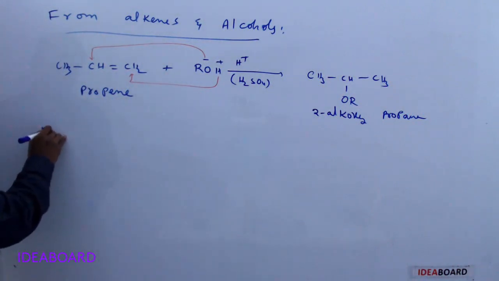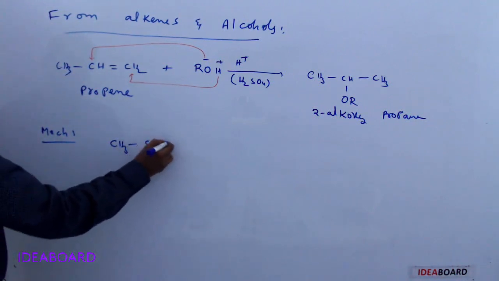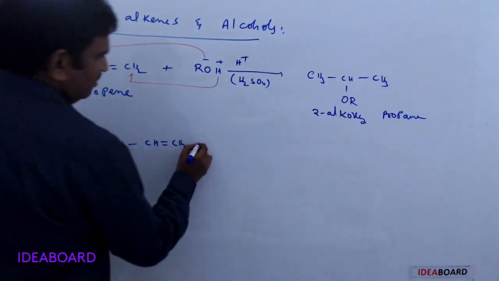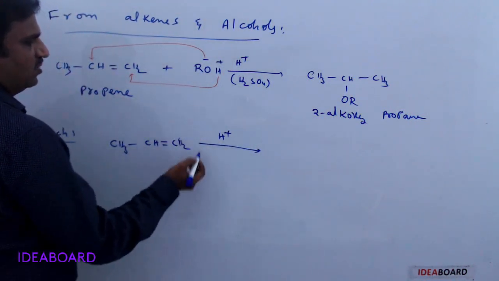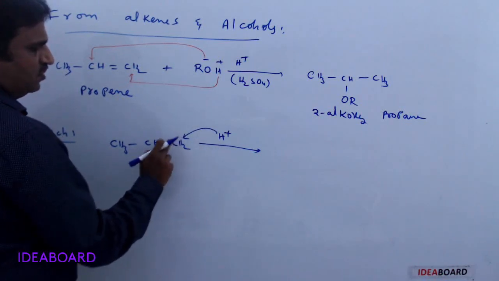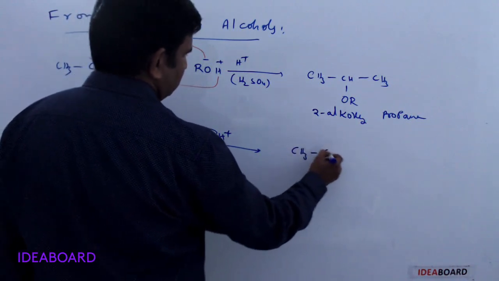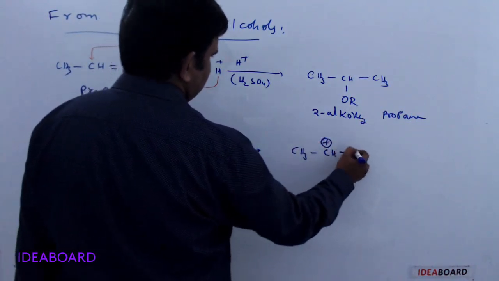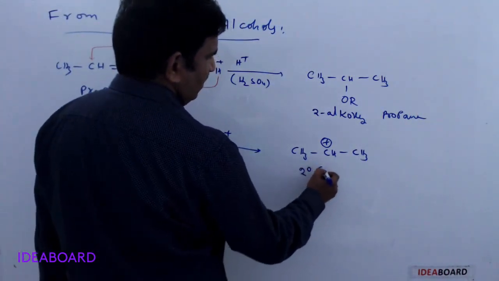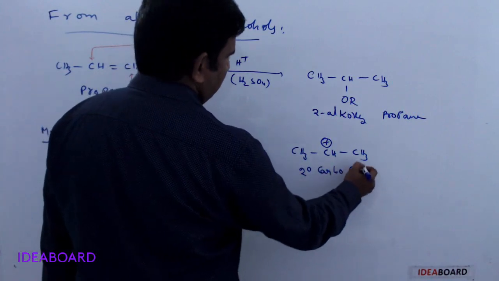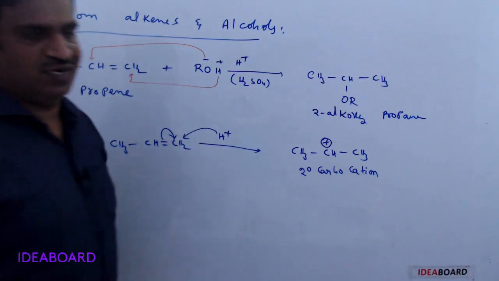And if the mechanism is taken for this reaction, first CH3, CH double bond CH2 reacts with H plus. H plus is added to this carbon atom, and then this pair of electrons shifts onto this. So we get CH3, CH plus, and CH3. This is a secondary carbocation, which is more stable than the primary carbocation.